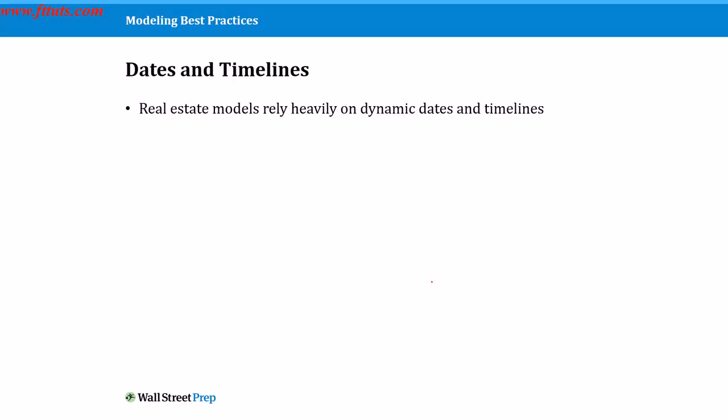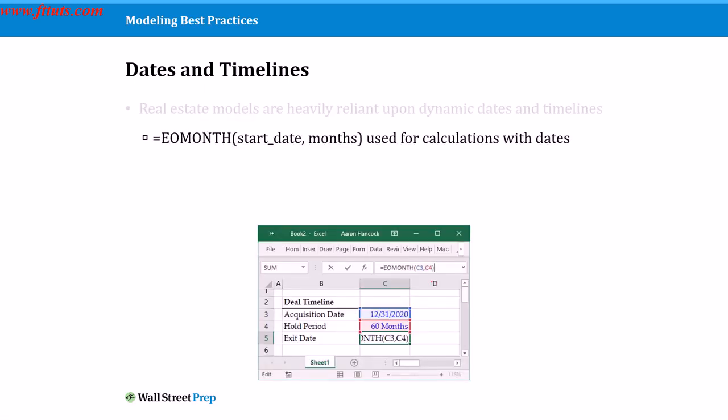I think more so than other types of financial models, real estate models rely on dates and timelines. One of the key formulas we will be using is EOMONTH, which stands for end of month. The inputs for this formula are start date as well as the number of months, which is often going to be our hold period. Predictably, what this formula is going to do for us is take that start date and return the date that is the given number of months away. And we generally try to model things off of the end of the month, so this formula works nicely.